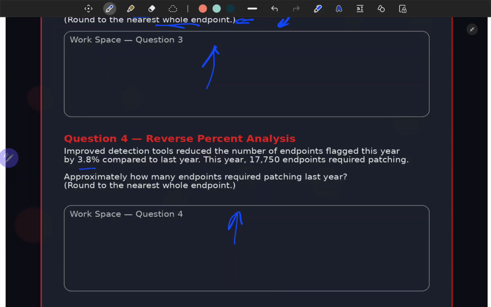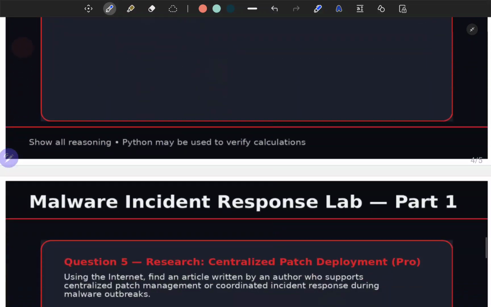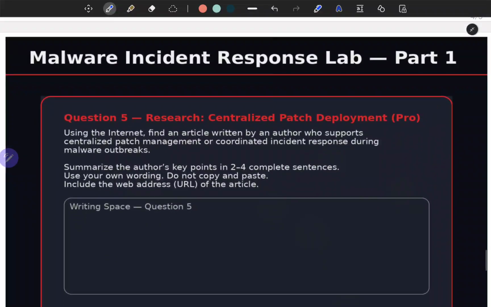So last year, 3.8% less than this year. So think about what we did up here and do it in the reverse, and you should be fine for that, right? And those are pretty much getting you thinking about how to deal with percentages as they relate to different amounts and different scenarios.